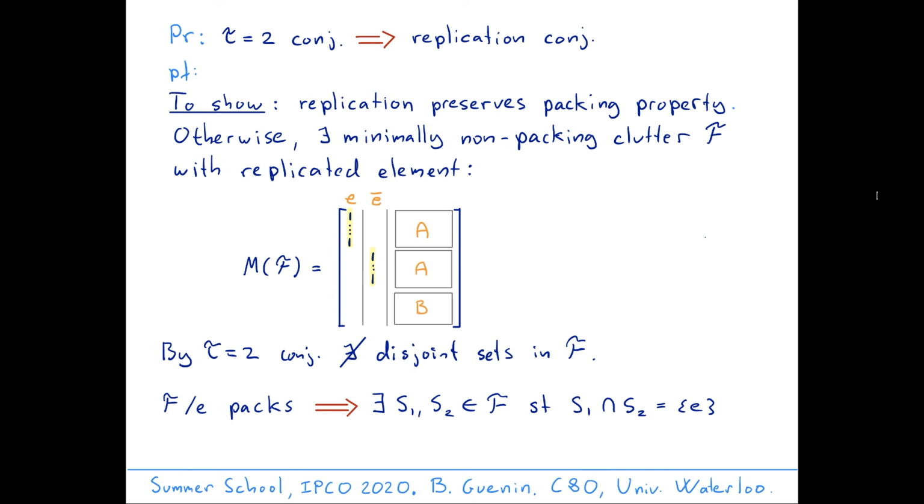So that tells me that I must have had 2 sets, say S1 and S2, that intersect exactly in the element E. But now what you can do, and here you're using the structure of the fact that you have a replicated element, is take, say, the set S1, remove E, and add the replicated element E bar. And now you take that set and you notice that it's disjoint from S2. So now you have two disjoint sets, but then that tells you that in fact it packs, and that's your contradiction.